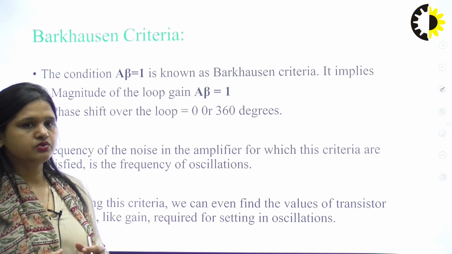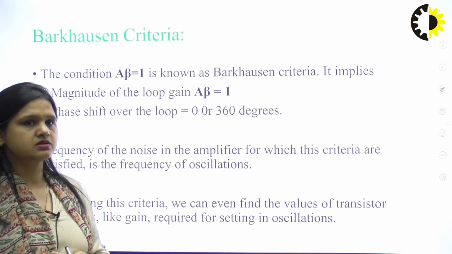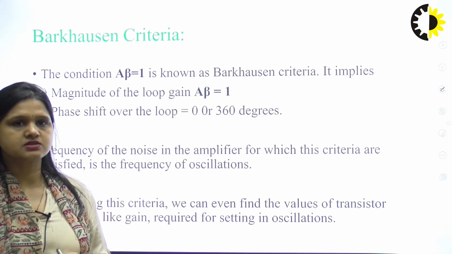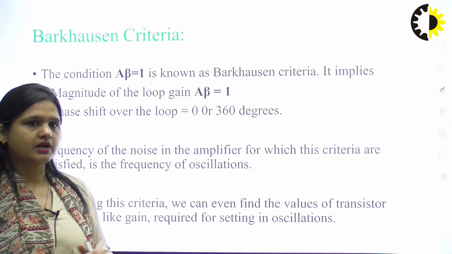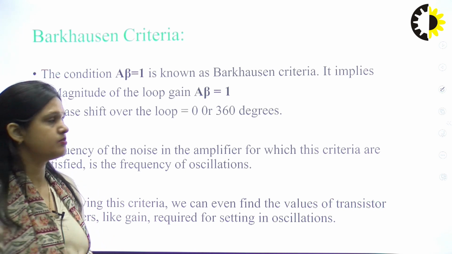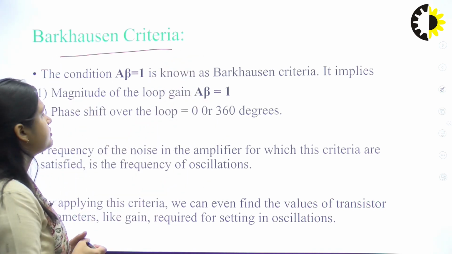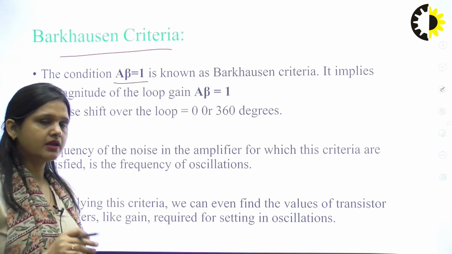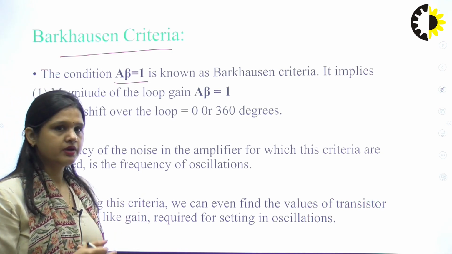But to produce that specific frequency, there are certain conditions that we have to follow, and these conditions are known as the condition for sustained oscillation. This criteria is given by the scientist Barkhausen, and it is known as the Barkhausen criteria of oscillation. So the first condition for the oscillation is that A beta should be equal to 1, where A is the gain of the amplifier, whereas beta is the gain of the feedback network.